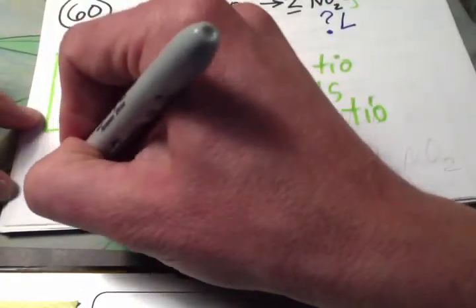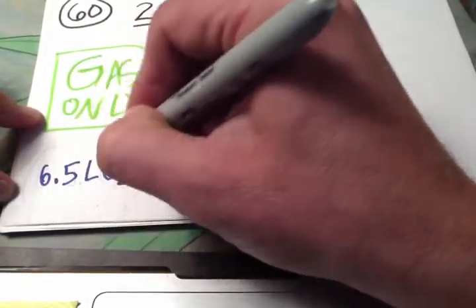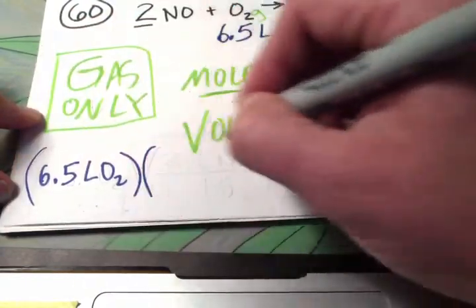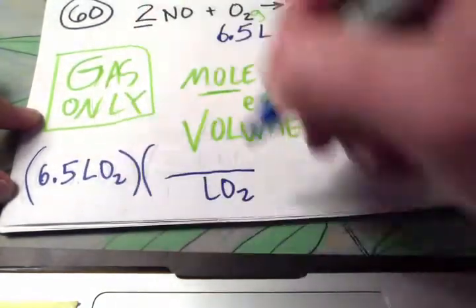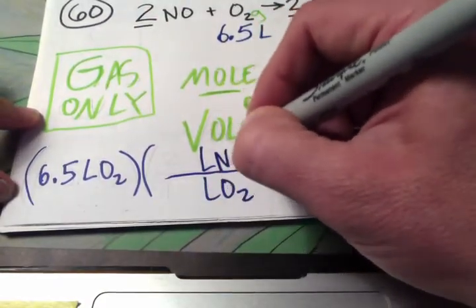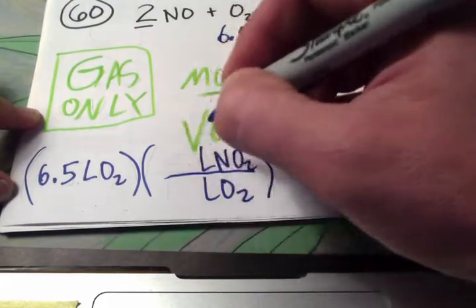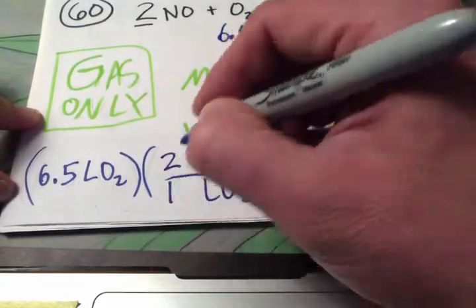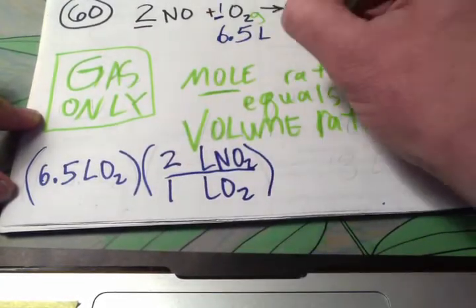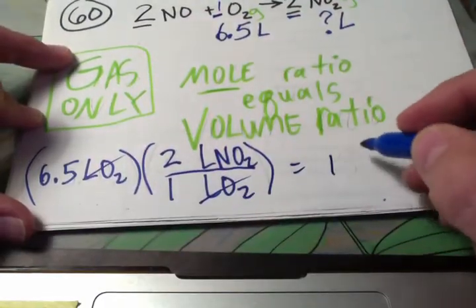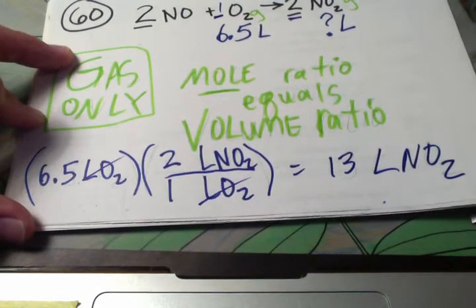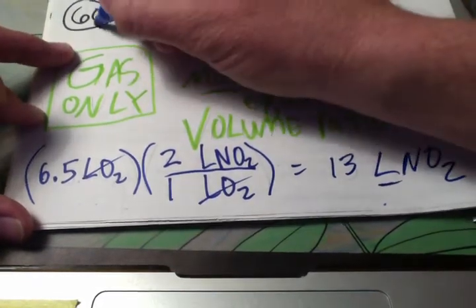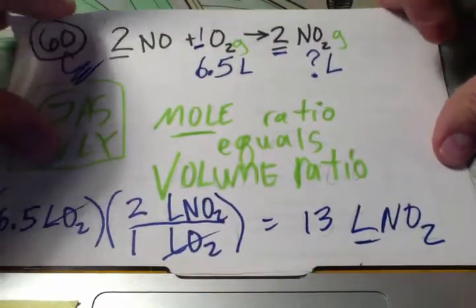So really it's pretty easy. It's like, 6.5 liters. Well, that is liters of O2. Remember, don't think, drop it down. Liters of O2 to liters of the other gas is the same as a 1 to 2. And so, if the moles double, the volume of the gas doubles. All right.